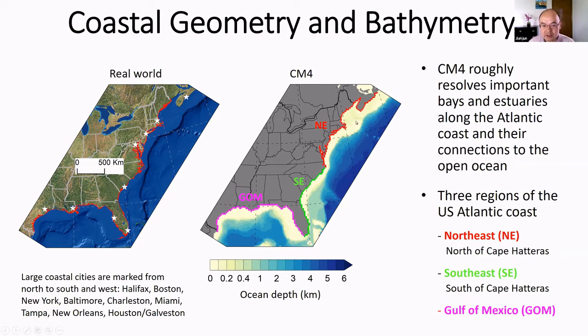You also see the shallow continental shelf and the sharp deepening across the shelf break are realistically represented in CM4. According to the correlation of sea level variability, we divide the Atlantic coast into 3 regions. The northeast coast, which is north of Cape Hatteras, the southeast coast from Cape Hatteras to South Florida, and the Gulf of Mexico, the Gulf Coast.